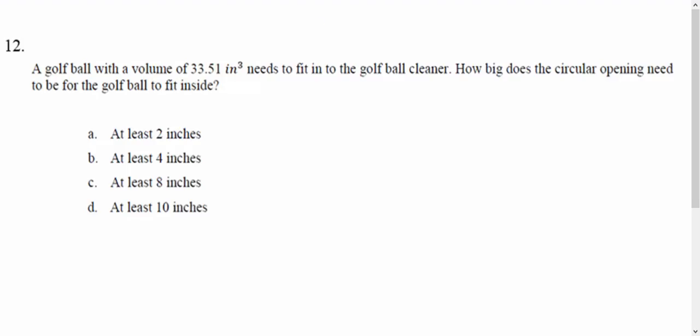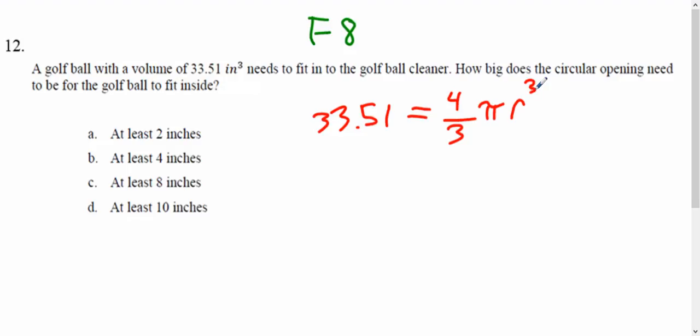This question comes from framework 8. A golf ball with a volume of 33.51 cubic inches needs to fit into the golf ball cleaner. How big does the cylindrical opening need to be for the golf ball to fit inside? So we know the volume of the sphere, the ball, is 33.51. That's the volume. The formula for the volume of a sphere is 4/3 pi r cubed.